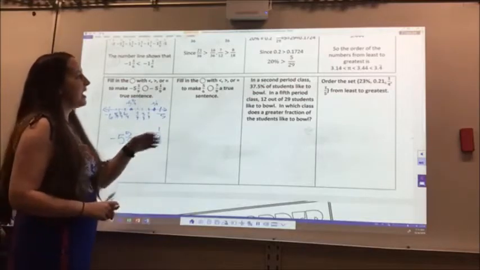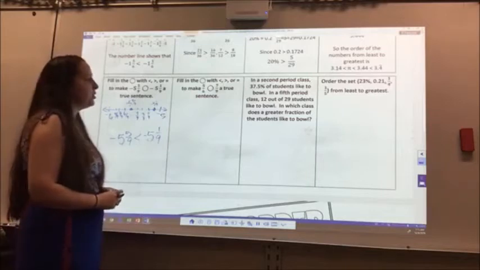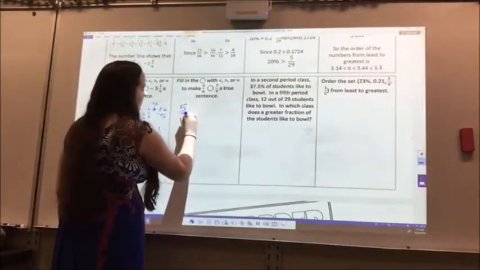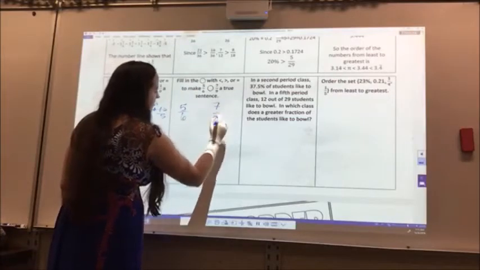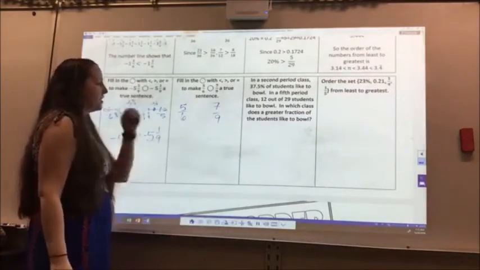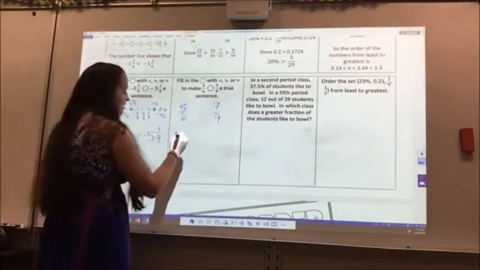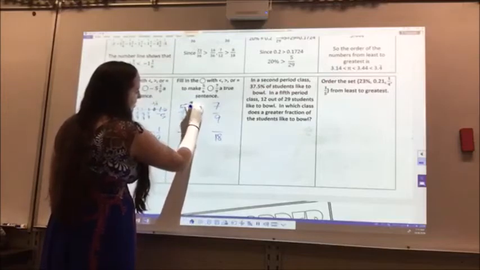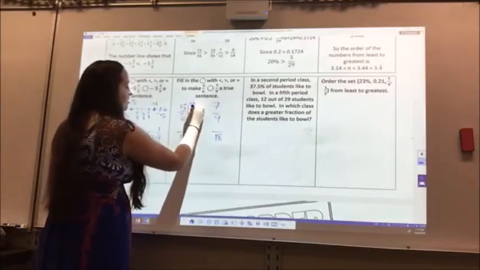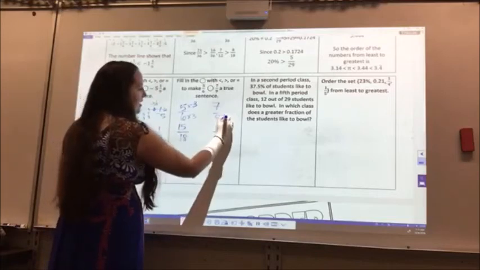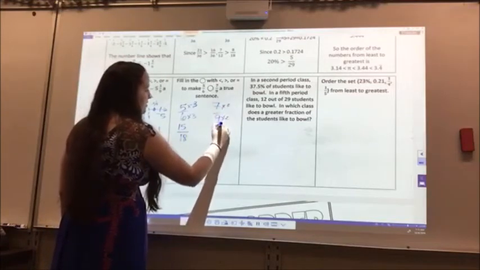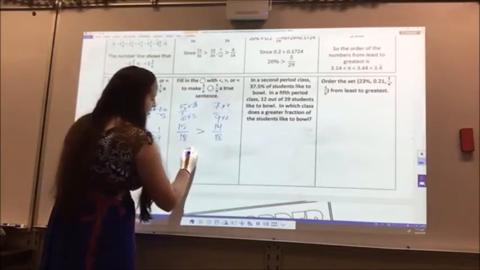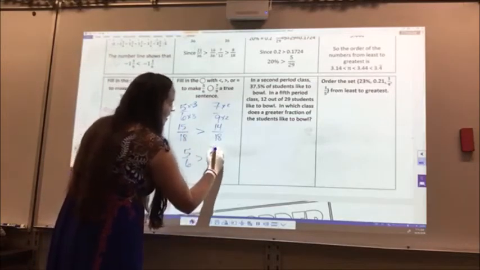Okay. Then I have: fill in the circle with less than, greater than, or equal to make 5/6 and 7/9 a true sentence. They have a common denominator of 18, the LCD. I multiplied 6 times 3, which means I need to multiply 5 times 3, which is 15. And 9 times 2 gave me 18, so 7 times 2 gives me 14. 15 is bigger than 14, so 5/6 is greater than 7/9.